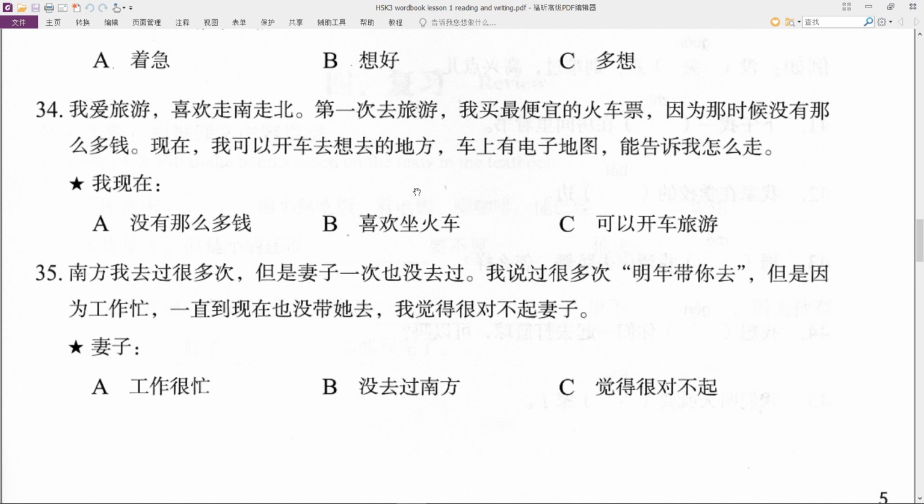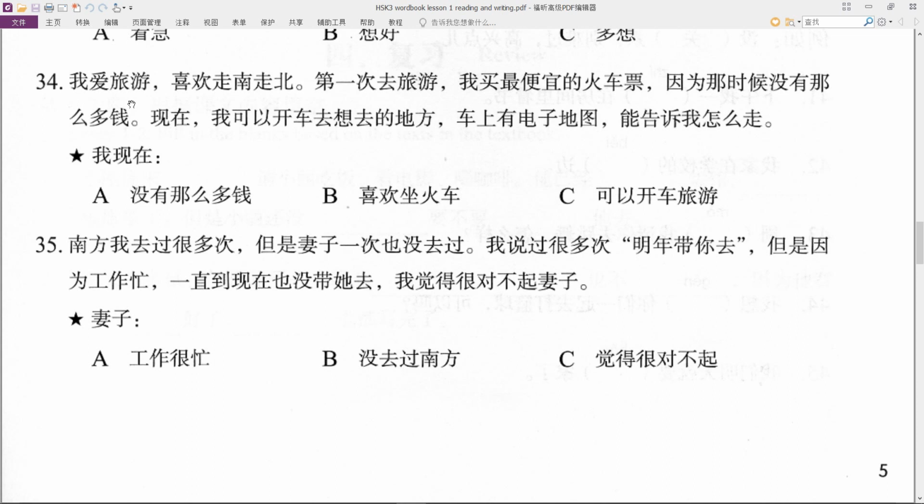我爱旅游, I love traveling. 喜欢走南走北, 喜欢, like, 走 means walk or travel. 南, south, 北, north. So we can roughly translate as travel to south, travel to north, or travel to everywhere. Okay, 第一次去旅游, the first time go to travel. 我买最便宜的火车票, 我买, I buy, 最便宜, 便宜, cheap, 最便宜, cheapest, 火车票, train ticket. I bought the cheapest train ticket.